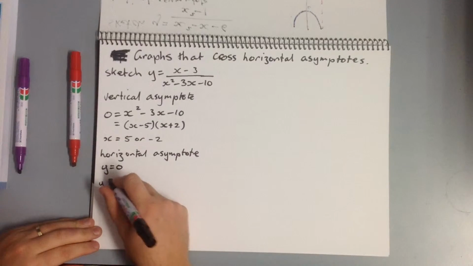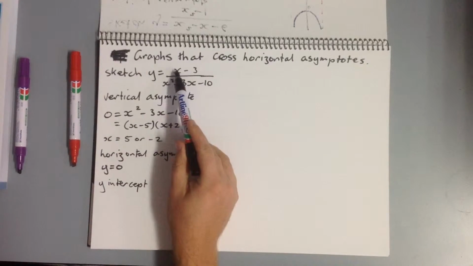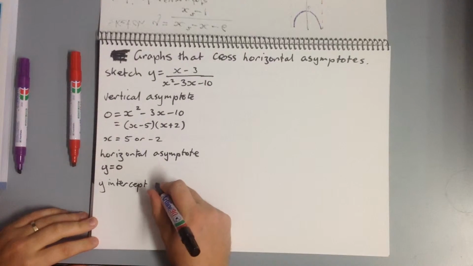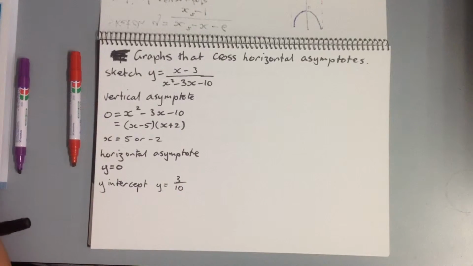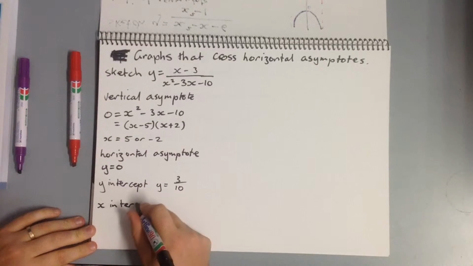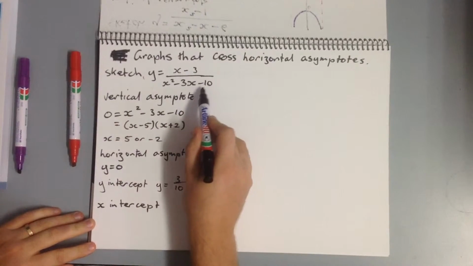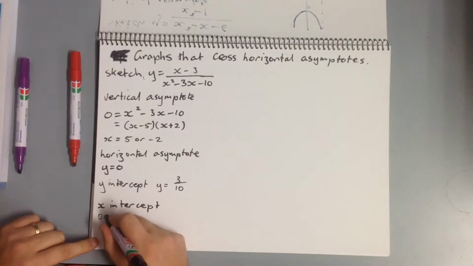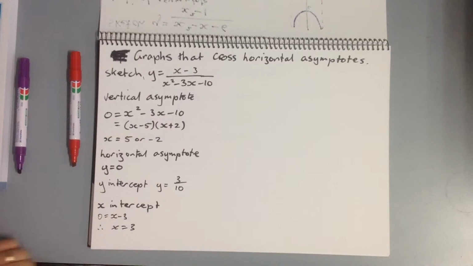So our y-intercept is when x equals 0. So if x equals 0, that drops out, that drops out, that drops out. We're negative 3 over negative 10, which is going to be then y equals 3 on 10. Okay, and what's left? Our x-intercept. So when y equals 0. So when y is 0, we can multiply this whole bottom line across by 0, it disappears. We just have 0 equals x minus 3. Therefore, x equals positive 3.